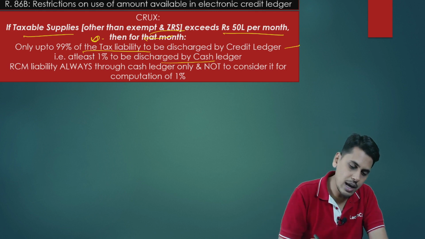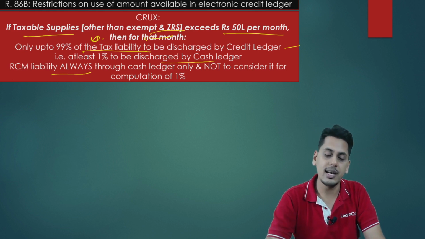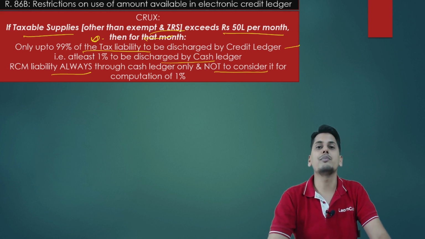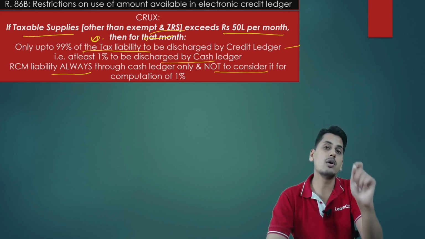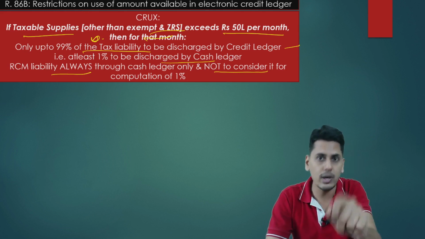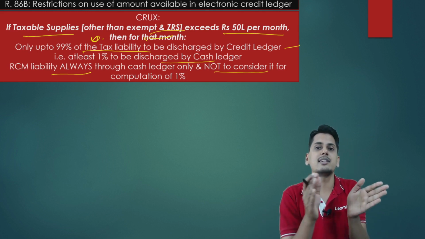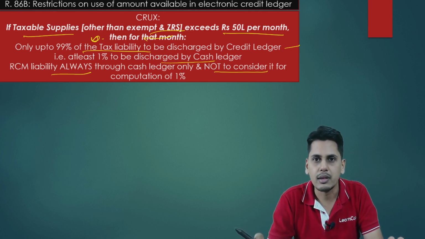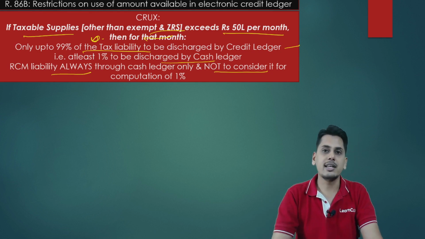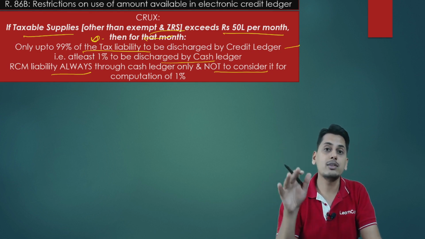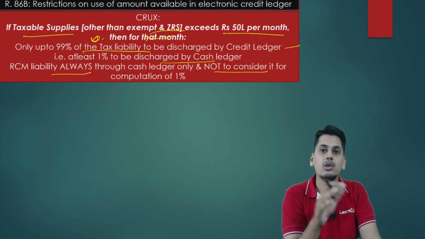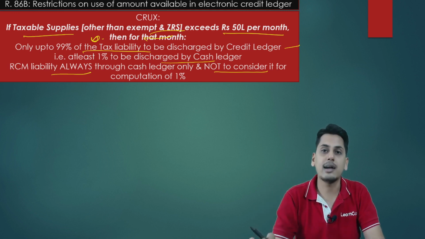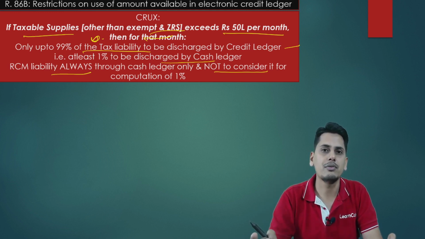And friends, RCM liability always has to be discharged only through the cash ledger, and it should not be considered for the computation of 1%. Whenever you compute that at least 1% has to be paid through the cash ledger, just take the normal output tax liability. Do not consider RCM tax liability. And consider only what you have paid through the cash ledger for your output tax. You might have paid RCM liability also through your cash ledger, but you should not consider that for the computation of 1%.